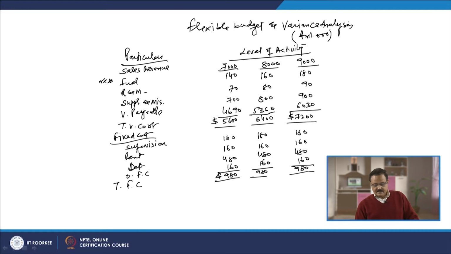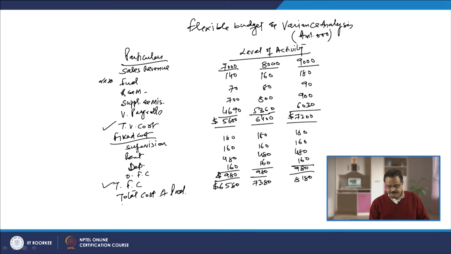So, you can close it, and finally, summing up the total variable cost and total fixed cost. If you take these two into consideration, how much it works out as? Total cost of production, and if you take the total cost of production here, how much is this? This will be $6580, then it is $7380, and then it is $8180,000, right.